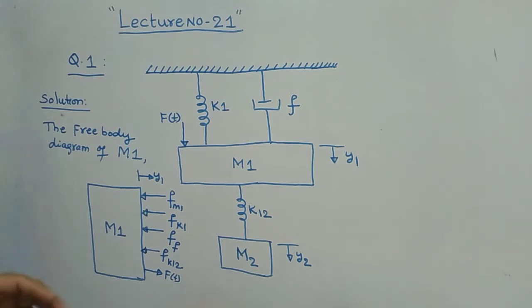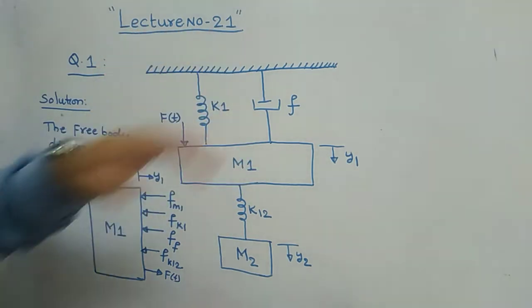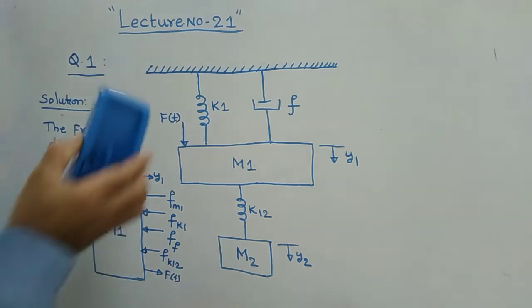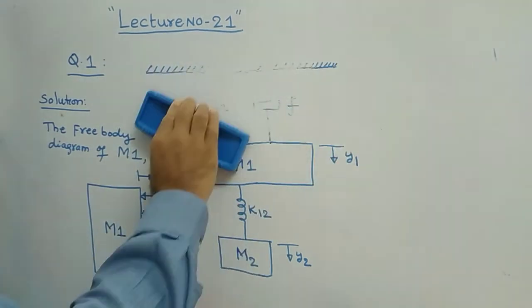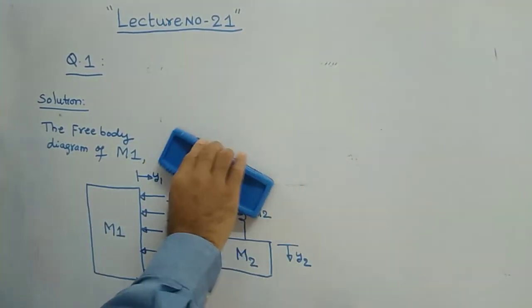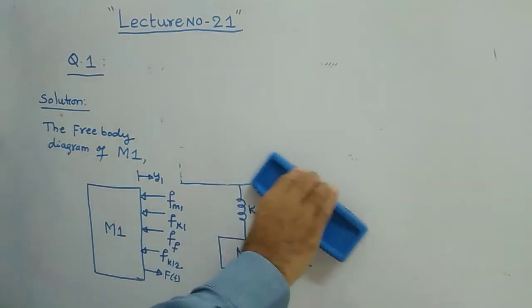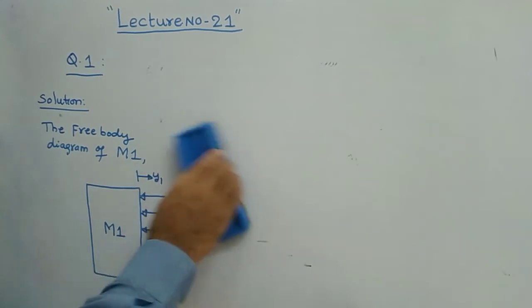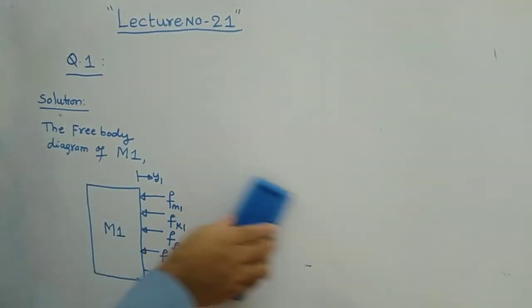Now I will erase this diagram and I will solve here. So now you write one equation according to Newton's second law. After that I will draw the free body diagram of M2 and we will solve for that also. So I will erase right now and just you see.